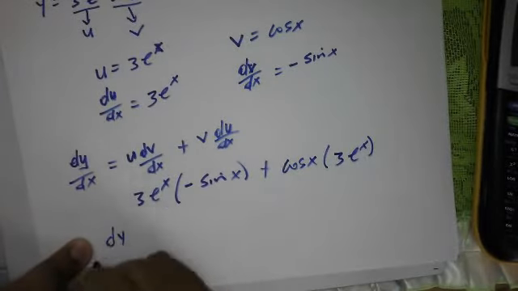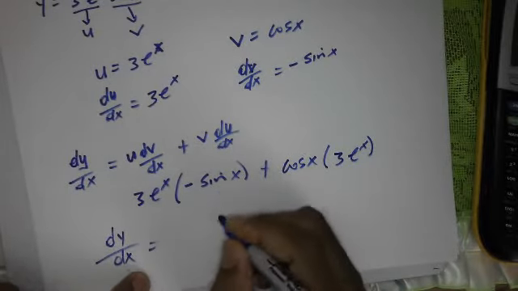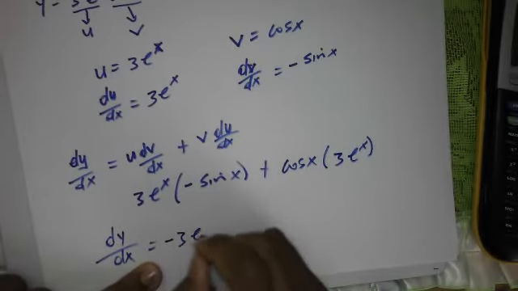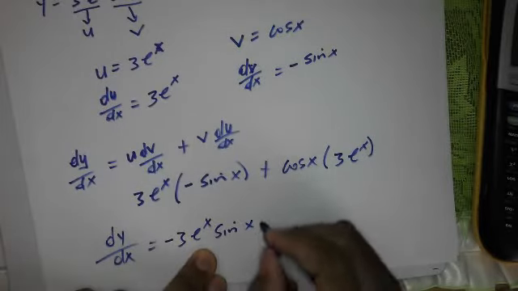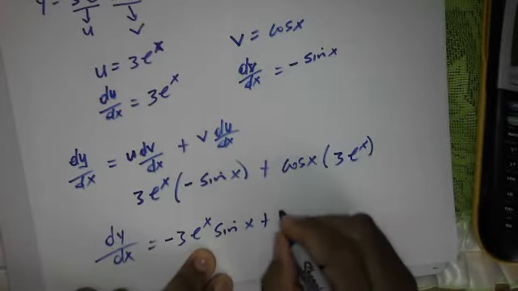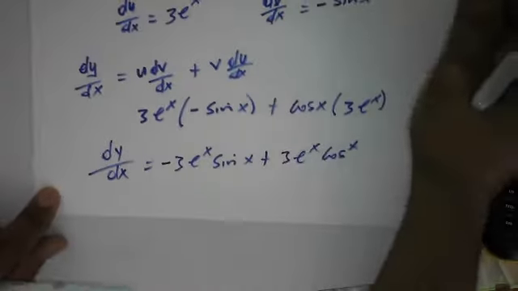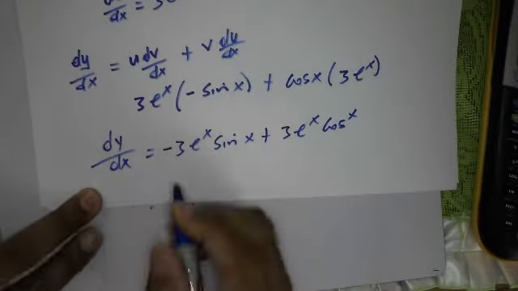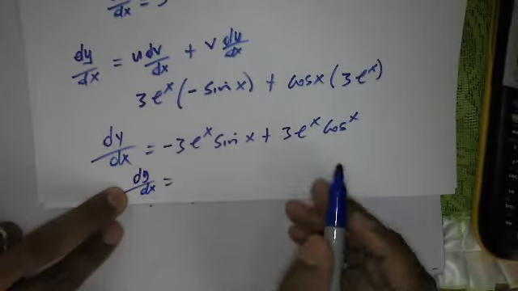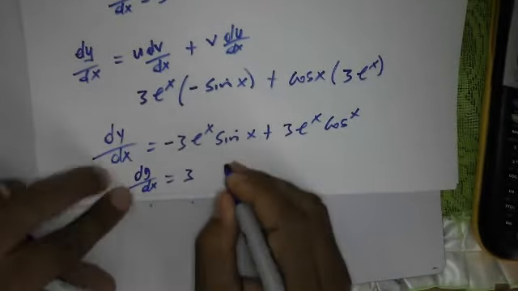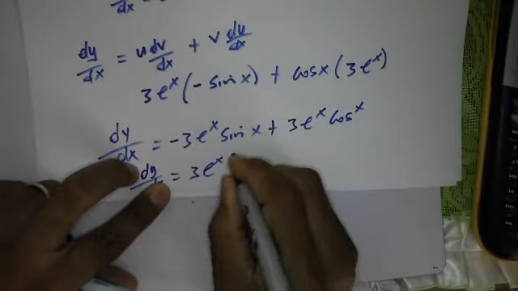So dy by dx equals 3e to the x times negative sine x. That would give us negative 3e to the x sine x. Okay. Plus 3e to the x times cos x. That would be 3e to the x cos x. Again, we can clean this up a little bit by factoring the thing that is common. Okay. So dy by dx, 3 is common, so we take out a 3. E to the x is also common. Alright. Then I have my parentheses.